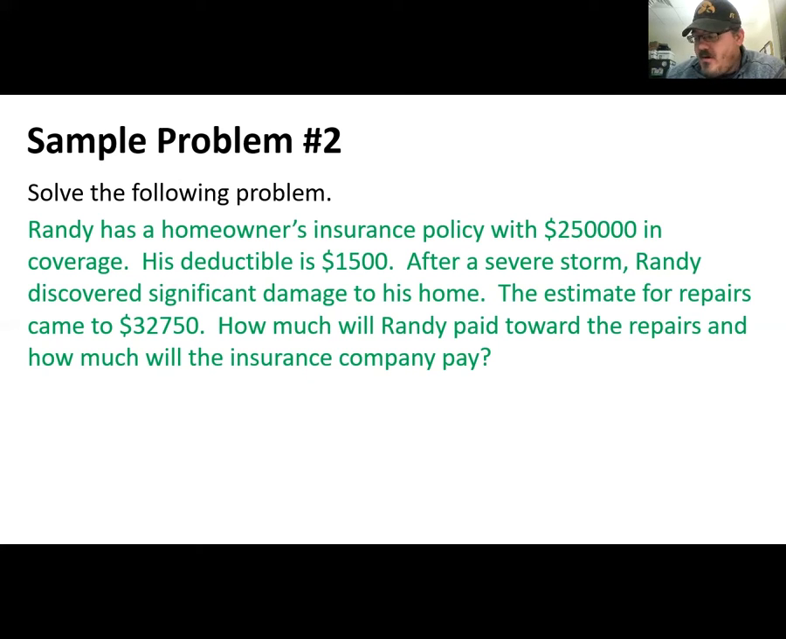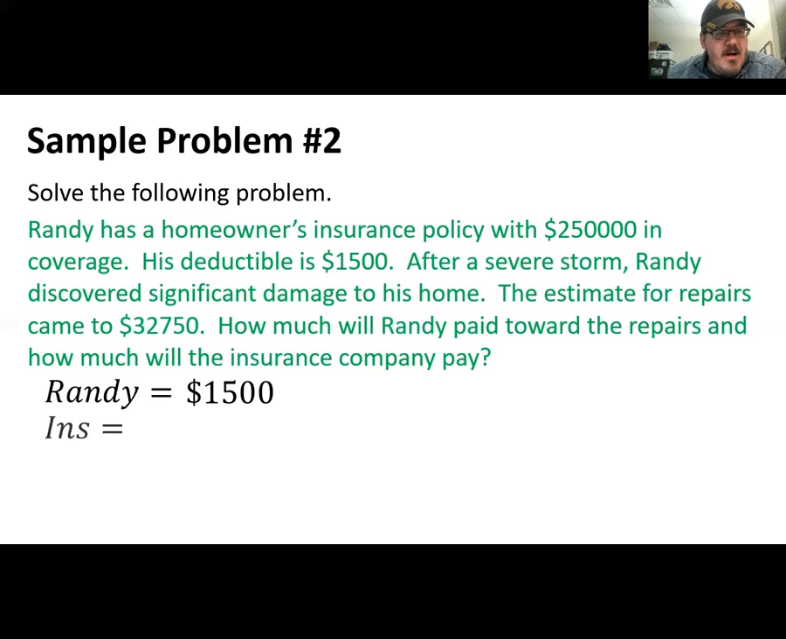All right, so pretty straightforward. I kind of hinted at the first part of this. How much will Randy pay towards the repairs? Well, Randy is going to have to pay the deductible. So he's going to have to pay an upfront amount of $1,500. The insurance is going to then cover the balance of the claim.